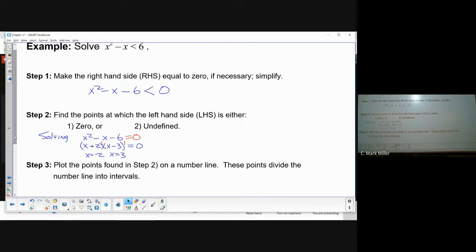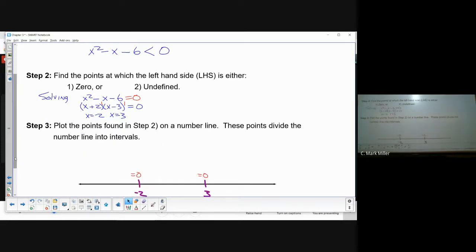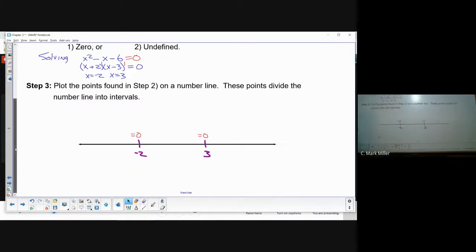Then you want to figure out where it's undefined. Now, a polynomial is defined everywhere, so that didn't apply in this case. It's going to apply later today. And then we wound up with points at which you could change signs, -2 and 3. Two points divide the number line into 3 intervals.